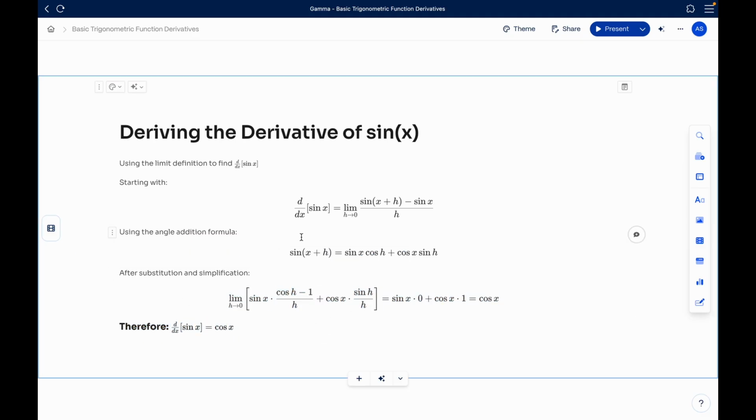Then the second part is the second part of the sine x plus h identity. So that becomes sine x multiplied by, and the reason it's sine x multiplied by is we factored it out, cosine of h minus 1 divided by h, plus cosine of x times sine of h over h. Now this is equal to sine of x times 0 plus cosine of x times 1, which is equal to cosine of x. Therefore, d by dx of sine x is equal to cosine of x.